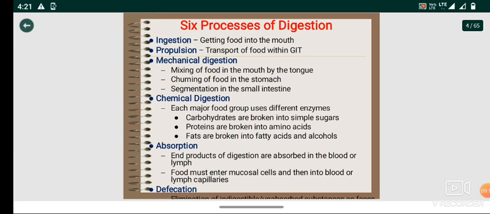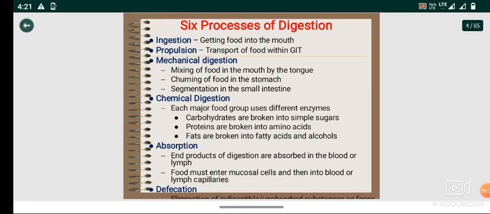So the next process is chemical digestion. Each major food group uses different enzymes, that is carbohydrates are broken into simple sugars, proteins are broken into amino acids, fats are broken down into fatty acids and alcohols. So chemical digestion is when, through their respective digestive juices, these complex substances are chemically changed into simpler substances. This process we call chemical digestion.